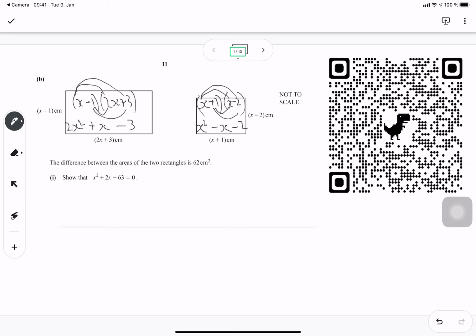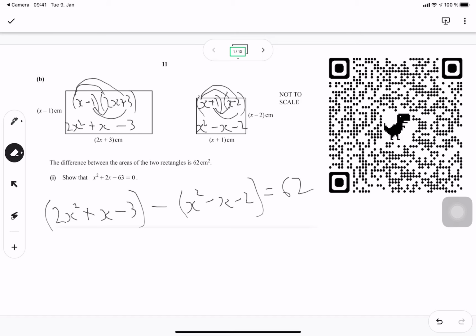So all I need to show is that this area, the one on the left, take away the other area is equal to 62. Now, it's important I have brackets in this because when I remove the second brackets, it's going to change some of the signs. Or I can just do it without doing that. But I'm just going to remove the brackets in the second one.